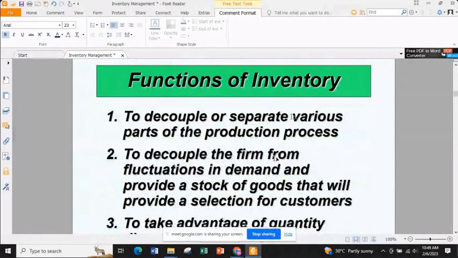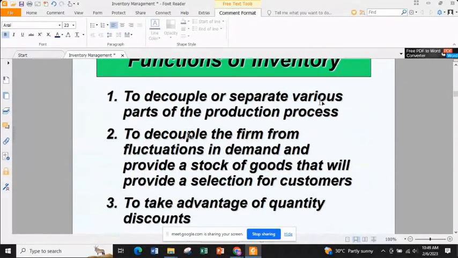So functions of inventory: to decouple or separate various parts of the production process. So as a manufacturing company or warehouse, everything in that process is not only about the warehouse. I can give you an example: Westport, Penang Port or Pelabuhan Klang Port. They have a system to control, so you need to have various parts of the production process.